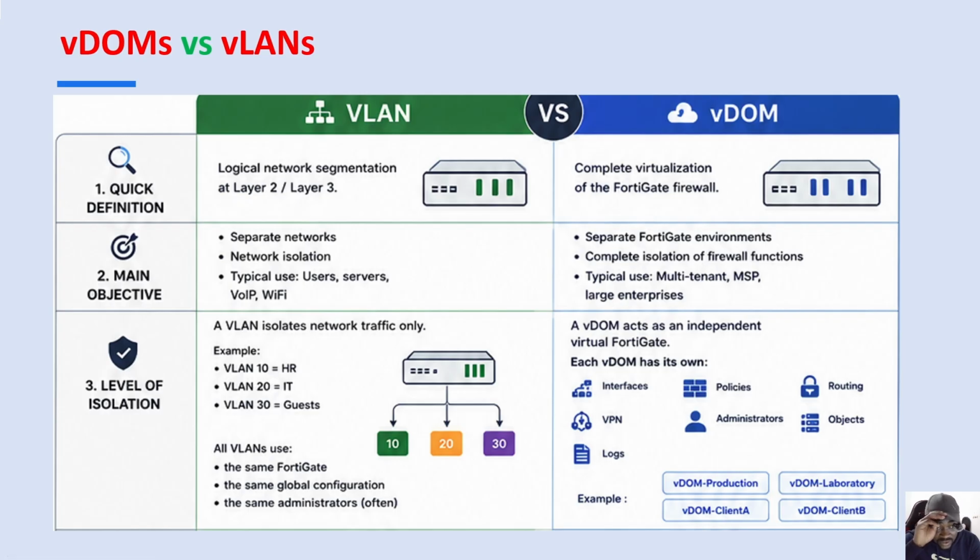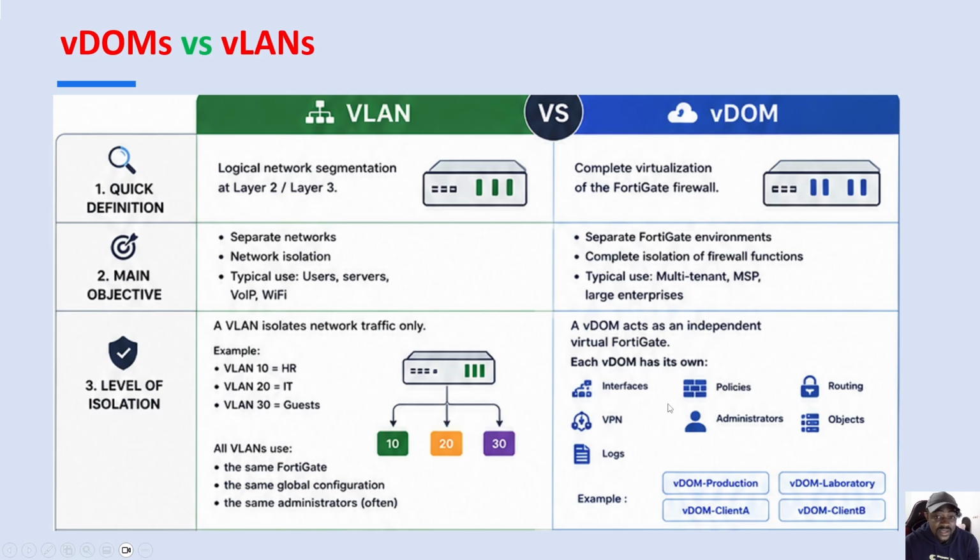Talking about the level of isolation, as we said, when you are creating VLANs, for example in the case of departmental segmentation, you will create a VLAN for each department. But when using VLANs, all the VLANs will use the same FortiGate, the same global configuration, and most of the time the same administrator accounts. While on the other hand, with a vDOM, you act like an independent virtual FortiGate. Each vDOM will have its own interfaces, policies, routing, VPN, administrators, objects, and logs.